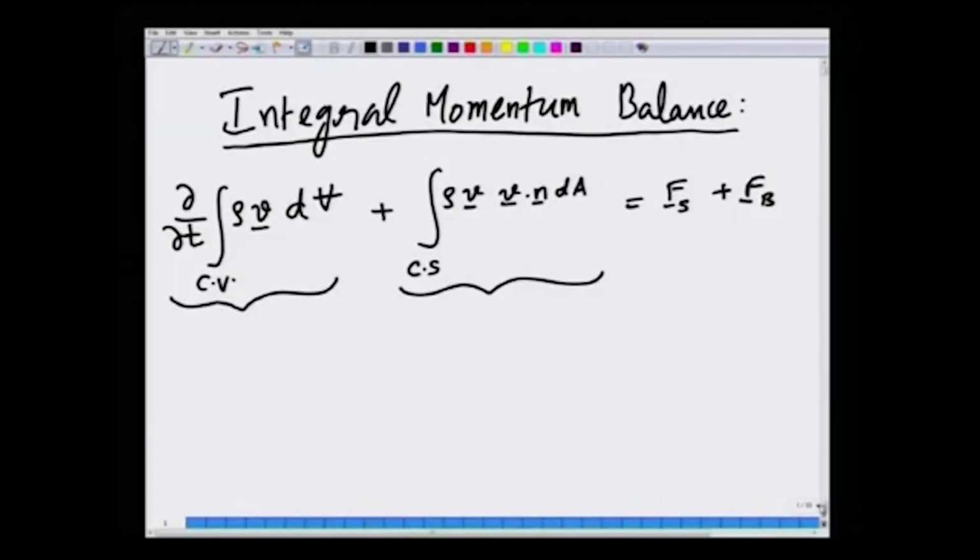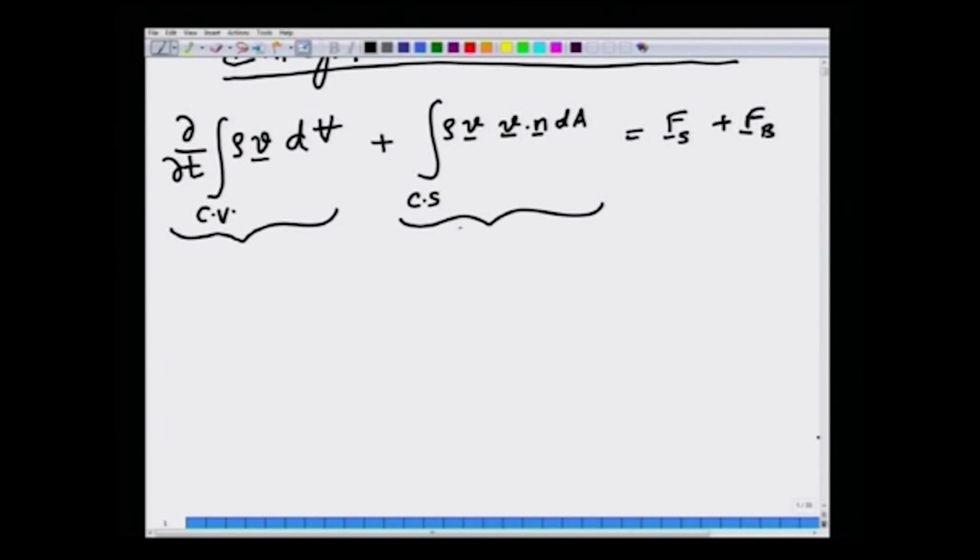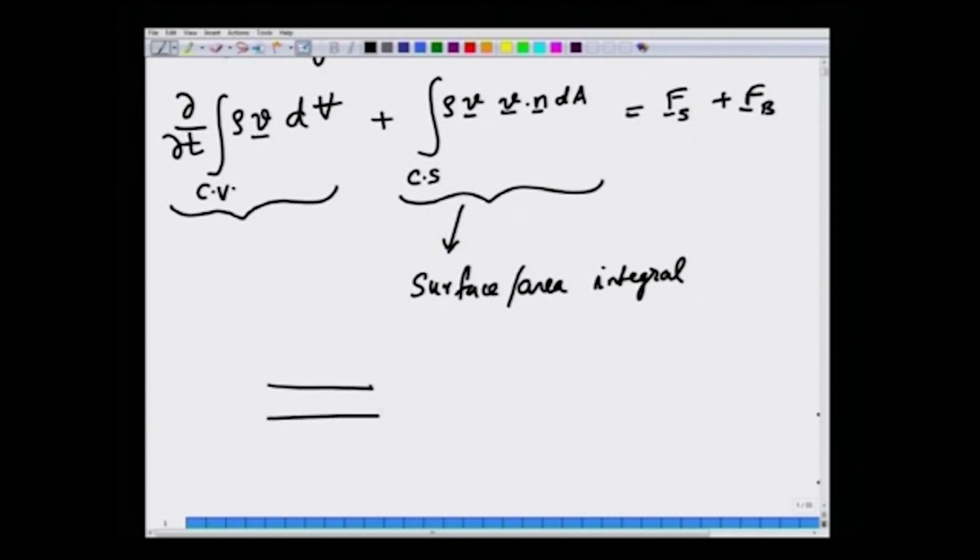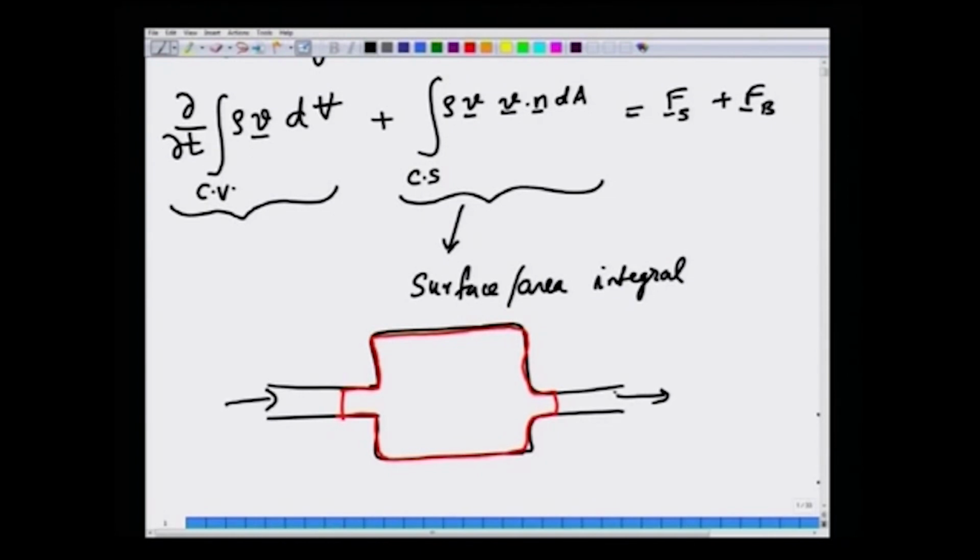Now, there is one thing that you should remember, that whenever we have to evaluate this momentum flux term, it is a surface or area integral. For example, you could imagine that fluid is entering a simple control volume. Let us demarcate the control volume using this red line. Let us imagine that fluid comes through here and exits through here.